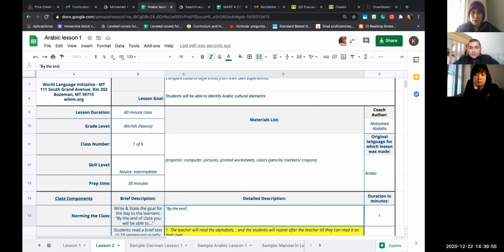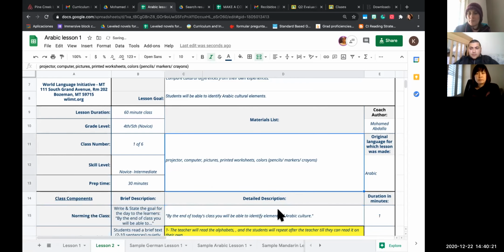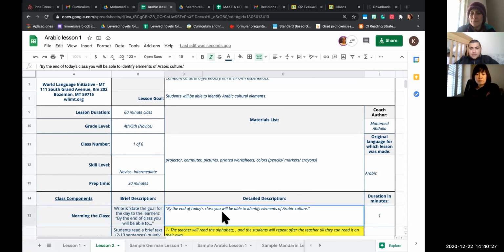By the end of today's class, you will be able to identify elements of Arabic culture. And then they're like, oh, okay, that's what we're going to do today. We're going to learn about Arabic culture. We're going to be able to identify something. Okay, does that sound like something you'd be able to do or say to the kids? Yeah. Cool. I'm sure you already do that.